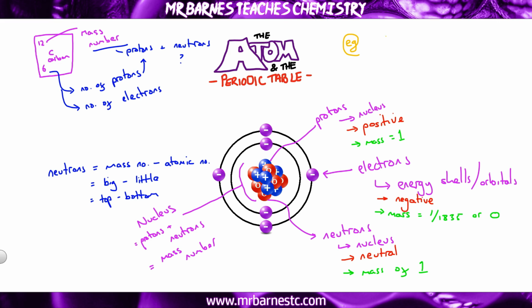So for example, aluminium, we've got 27 protons and neutrons added together. The 13 at the bottom tells us we have 13 protons and also 13 electrons. So to work out our neutrons, it's 27, take away 13, which gives us 14 neutrons.